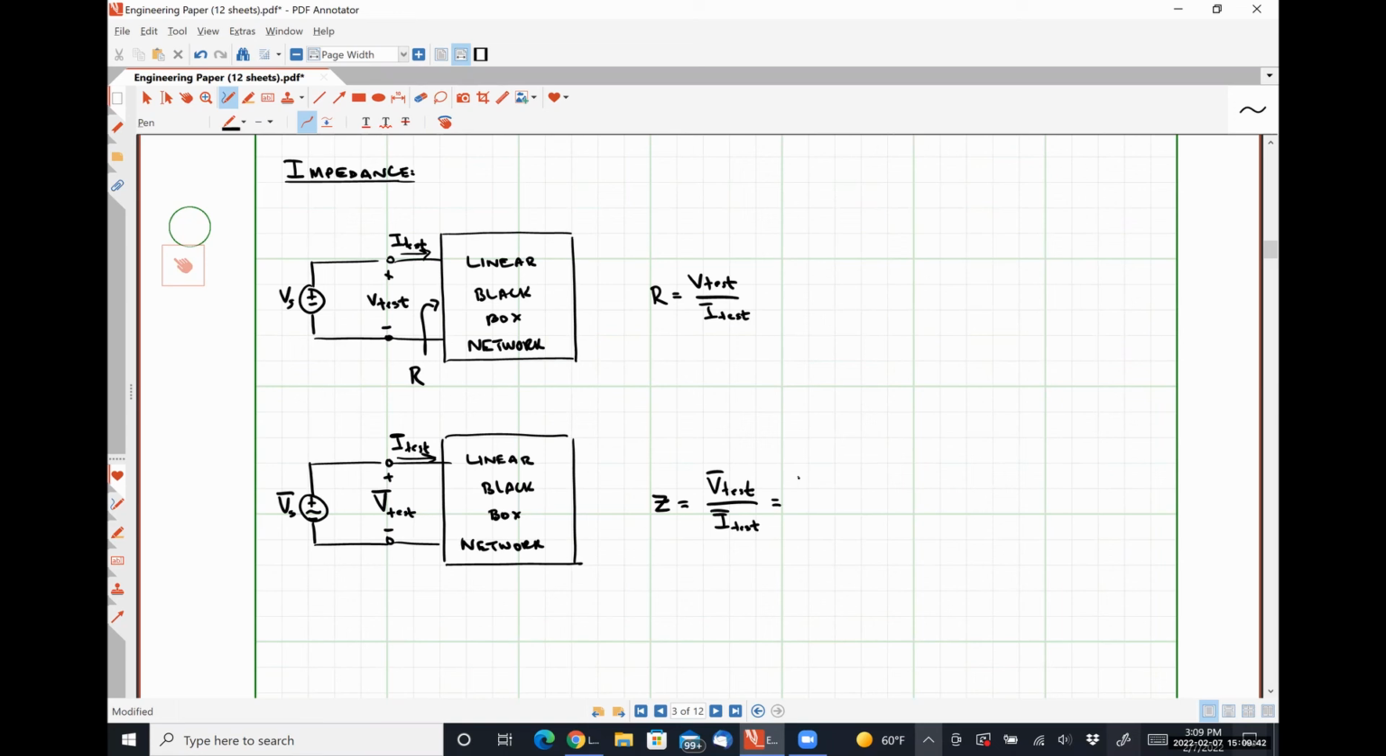So if this is Vm angle theta V divided by Im angle theta I, then that looks like Vm over Im angle theta V minus theta I, or the magnitude of Z angle theta Z. Right? This is our polar form representation. I believe it's reasonably straightforward. Okay.